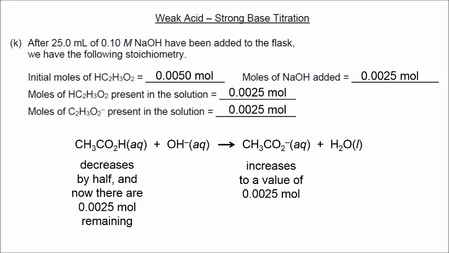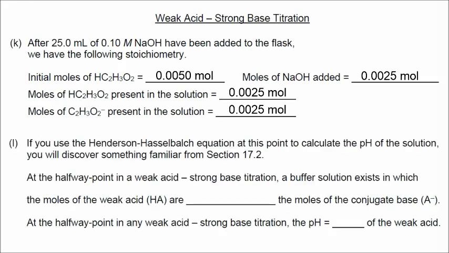Remember that the pH of a buffer equals the pKa when the concentrations of the weak acid and the conjugate base are the same. So something really special happens at the halfway point in a weak acid strong base titration. We use the Henderson-Hasselbalch equation, and we realize that since the moles of the weak acid are equal to the moles of the conjugate base, at the halfway point in any weak acid strong base titration, the pH equals the pKa of the weak acid.